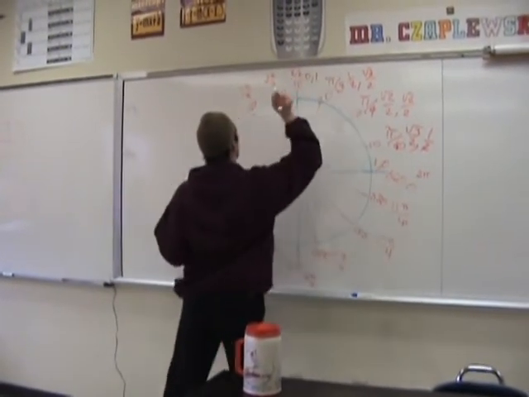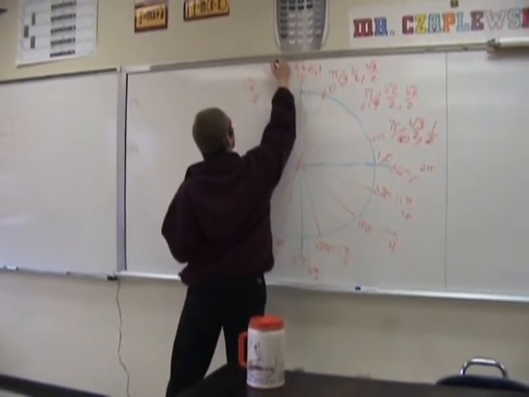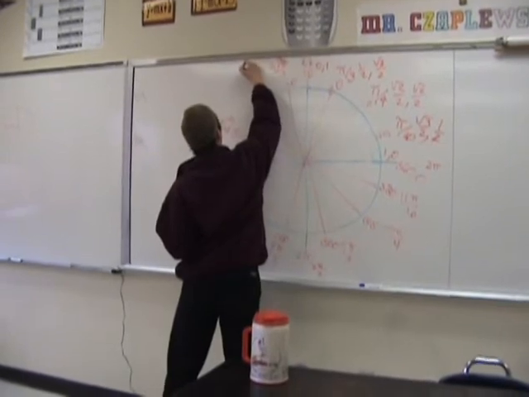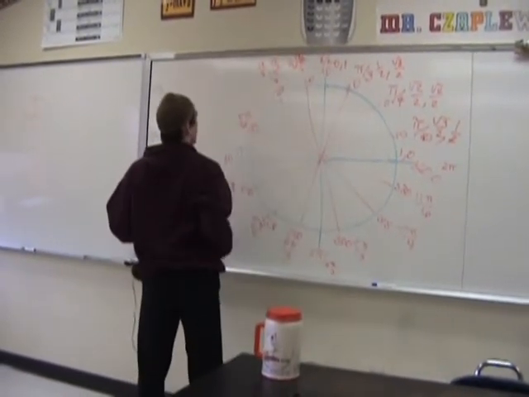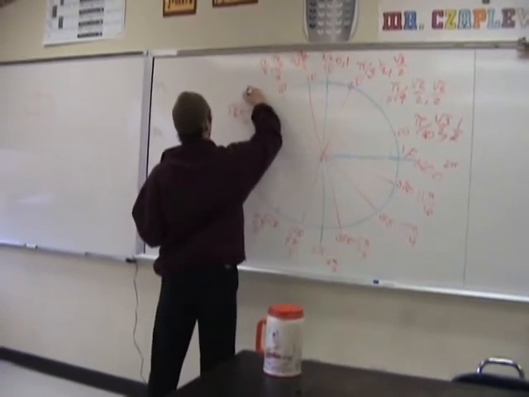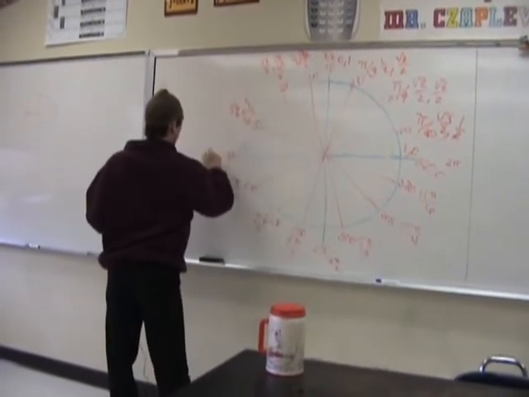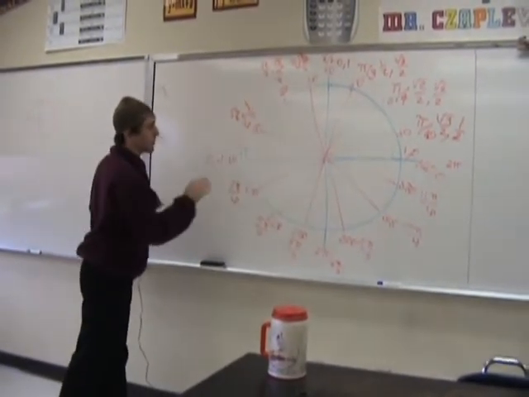And then after that, it just repeats itself. It goes 1 half, square root of 3 over 2, square root of 2 over 2, square root of 2 over 2, and then square root of 3 over 2, and then 1 half, and then it goes down to 0, negative 1. And then the whole bottom just repeats itself.